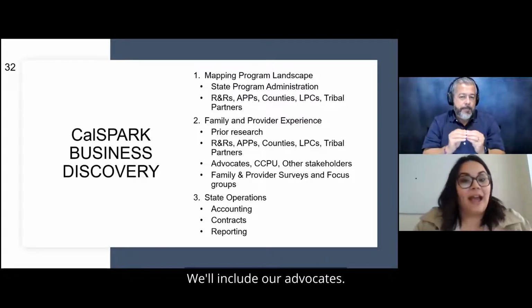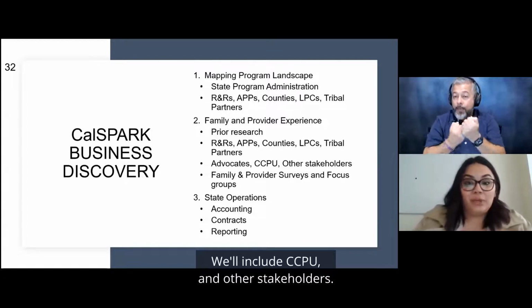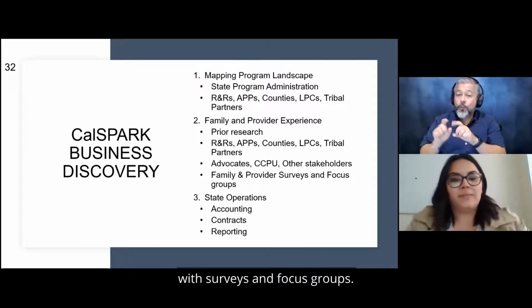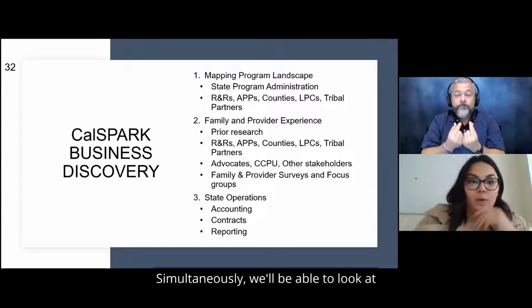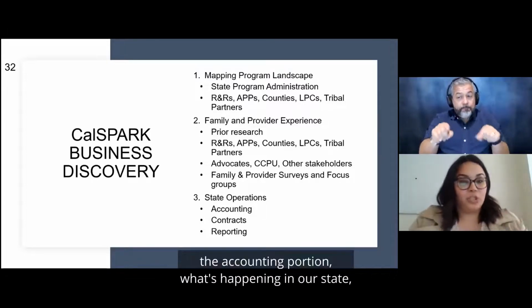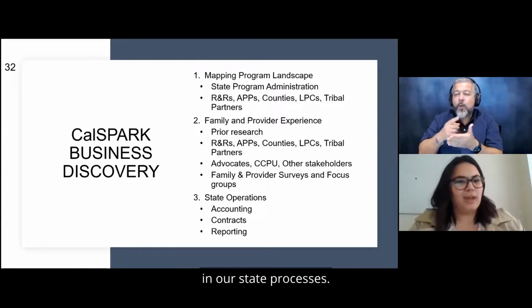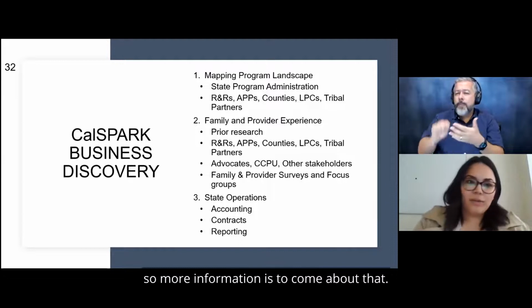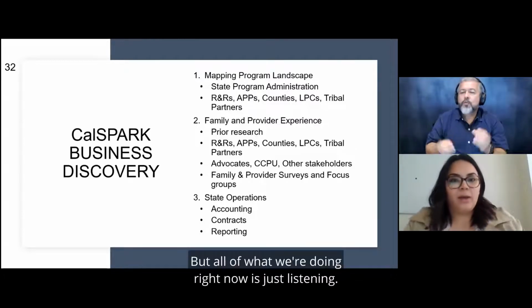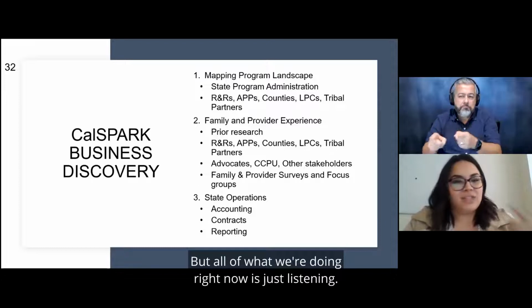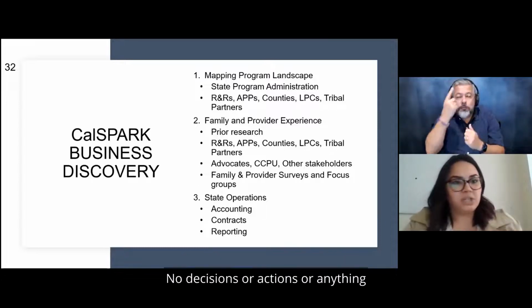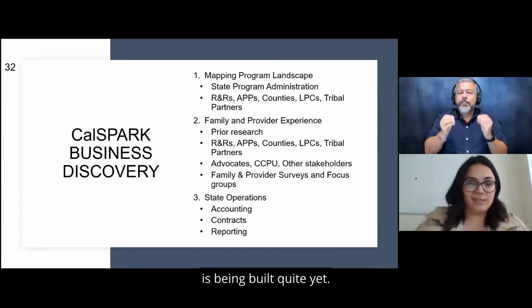We'll include our advocates, we'll include CCPU and other stakeholders, and continue that, like I said earlier, with surveys and focus groups. Simultaneously, we'll be able to look at the accounting portion, what's happening at our state, in our state processes. So some of that is still in progress. So more information is to come about that. But all of what we're doing right now is just listening. We're just understanding what's happening right now. No decisions or actions or anything is being built quite yet.